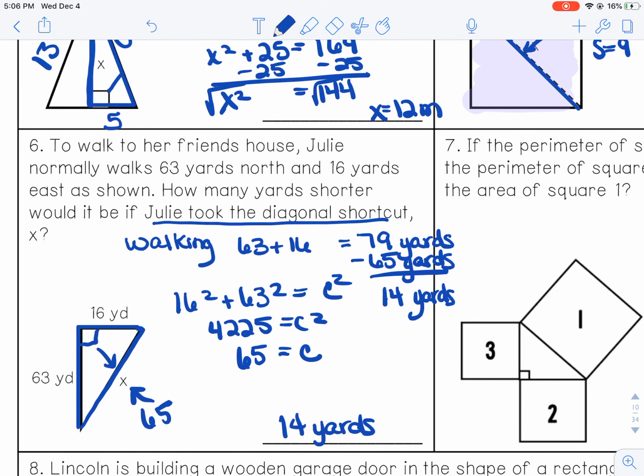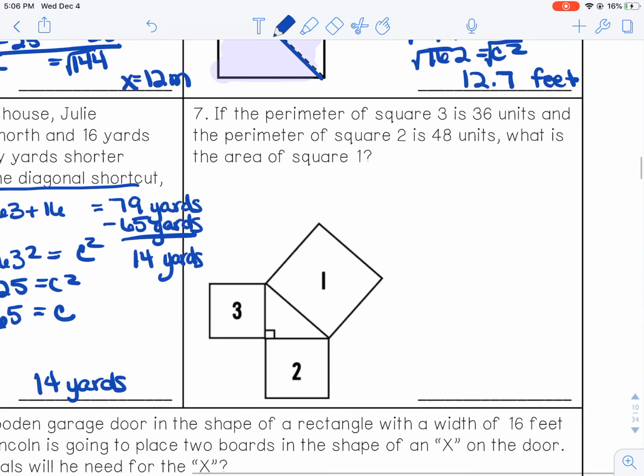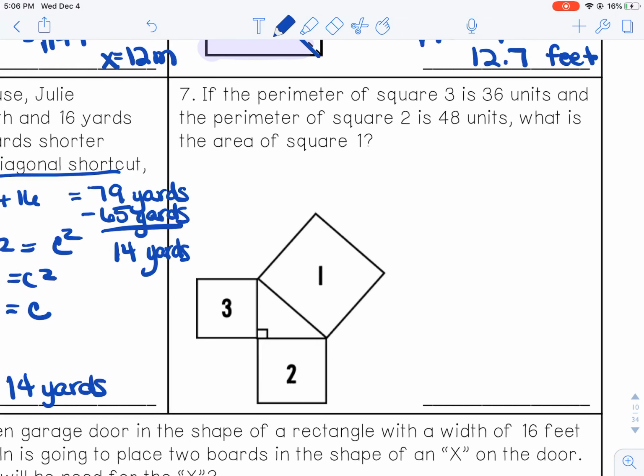All right, getting closer to the finish. Okay, now this one is a little trickier because we're dealing with perimeter and area, because the perimeter of square 3 is 36 units. Remember, perimeter is all the way around.